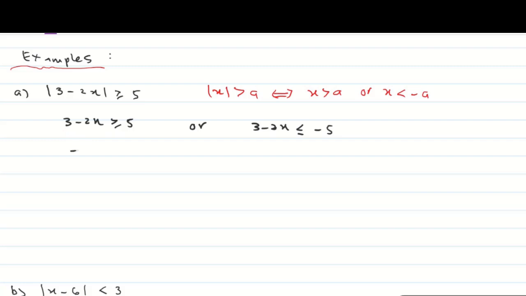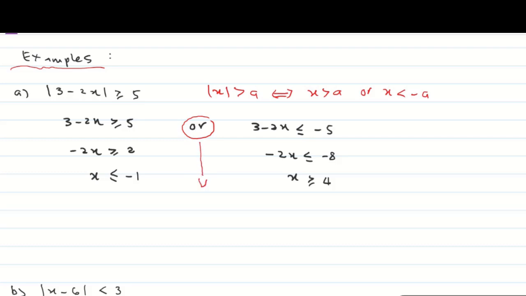On the left side, we have negative 2x greater than or equal to 2. So we have to divide the inequality by negative 2. Don't forget to change the sign. So we have x less than or equal to negative 1. For the right side, we have negative 2x less than or equal to negative 8. So x greater than or equal to 4. Remember here, we use the word or.